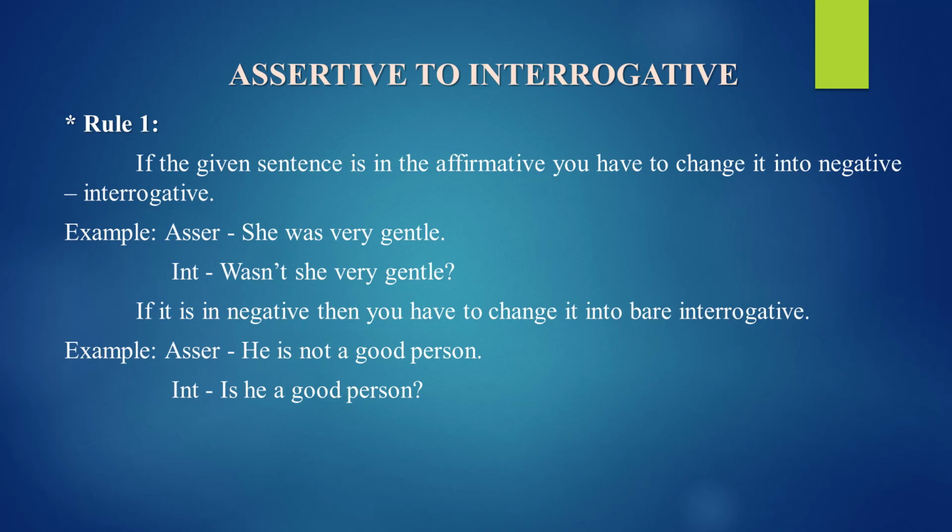At first, assertive to interrogative. Rule 1. If the given sentence is in the affirmative, you have to change it into negative interrogative. For example, she was very gentle. Interrogative, wasn't she very gentle? Or if the sentence is in negative, then you have to change it into bare interrogative. For example, he is not a good person. Interrogative, is he a good person?